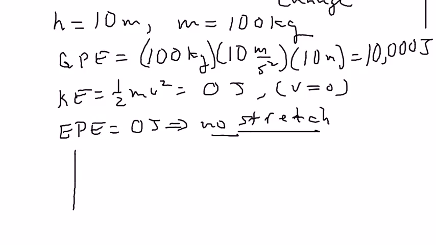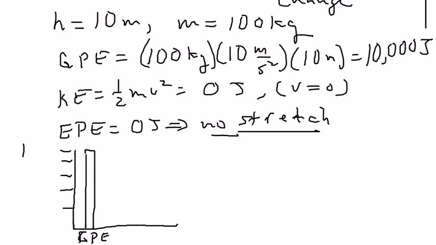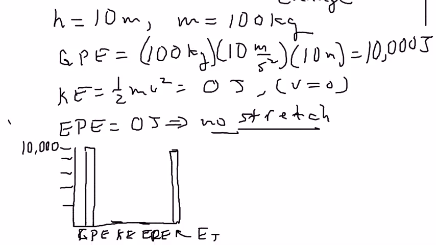Okay, so what does our energy bar graph look like? The gravitational potential energy, we said, was 10,000 joules. There's no kinetic energy, there's no elastic potential energy, and the total energy is the same as the gravitational potential energy. So let's look at a different case.